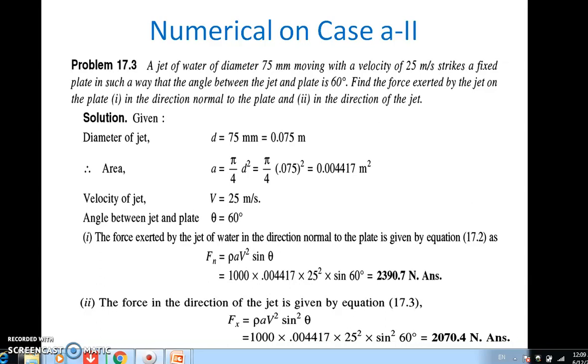So for inclined plate you have to remember the formulas. Fn, that is normal force, is rho a v square sin theta. Fx, that is the force in x direction, is rho a v square sin square theta, and Fy, that is the force in y direction, is rho a v square sin theta cos theta. So these three formulae you have to remember. Let us see one more numerical on the same case.